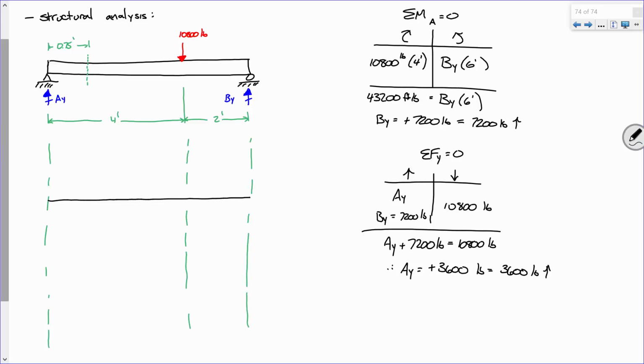All right. What do we do? So first thing we do is draw our shear diagram. This is going to be a shear diagram in pounds. That's what we do. We go up 3,600, right? No change. Go down. No change. Go up. So 3,600. Bless you. Go down.